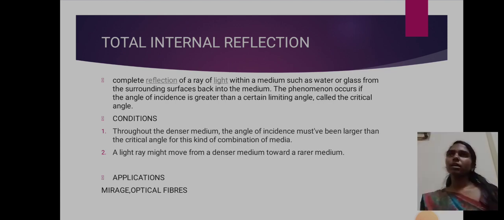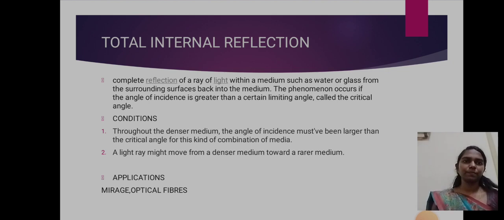Let me explain this. Imagine you're traveling on a bike, and sometimes when you look at the road, it may look like there's some water, but when you go closer, the water isn't there. This is due to total internal reflection.